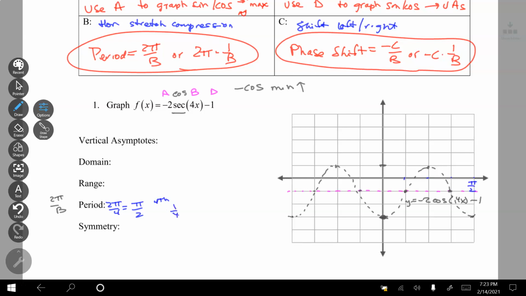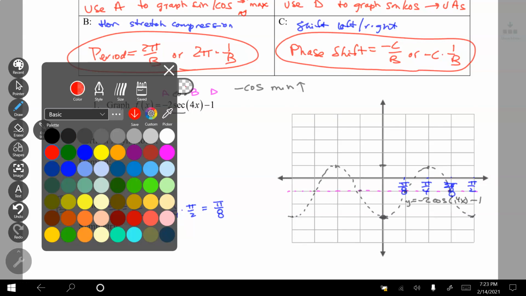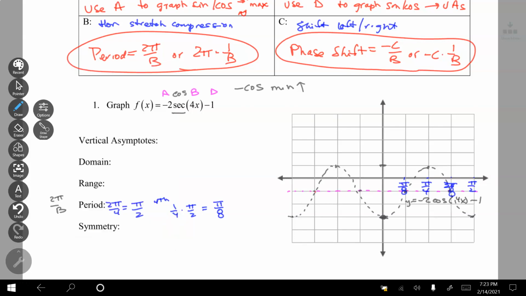I do 1/4 times pi over 2. I get pi over 8. So it's 1 pi over 8, 2 pi over 8, 3 pi over 8, and 4 pi over 8. And then all the dots on the midline, these red dots, it's going to be every other point. Every other point is going to be on the midline. These become the VAs.